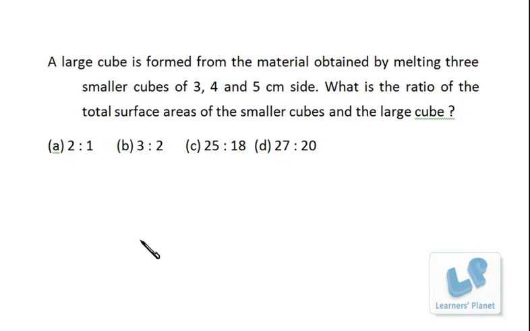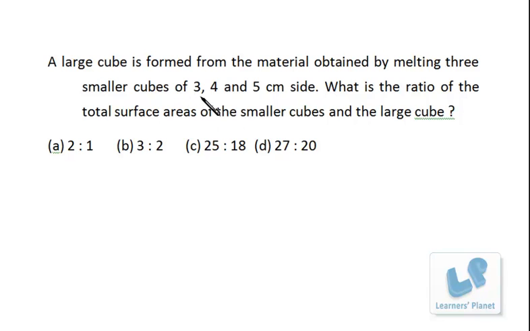Now friends, let's see this question. A large cube is formed from the material obtained by melting three smaller cubes of 3, 4 and 5 centimeter size. What is the ratio of the total surface area of smaller cubes and the larger cube, right? First of all, I have already told you that if one body is converted to other, the volume is not lost, unless it is given to you. So first of all, let's find out the volume of the new cube, then only we can find out the surface area of the new cube, right?